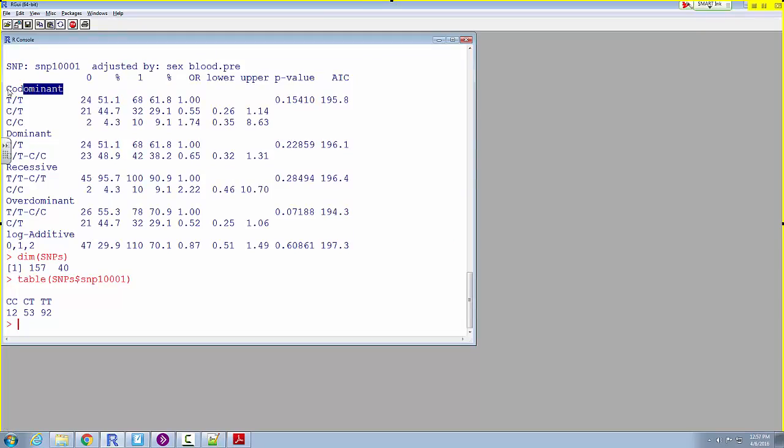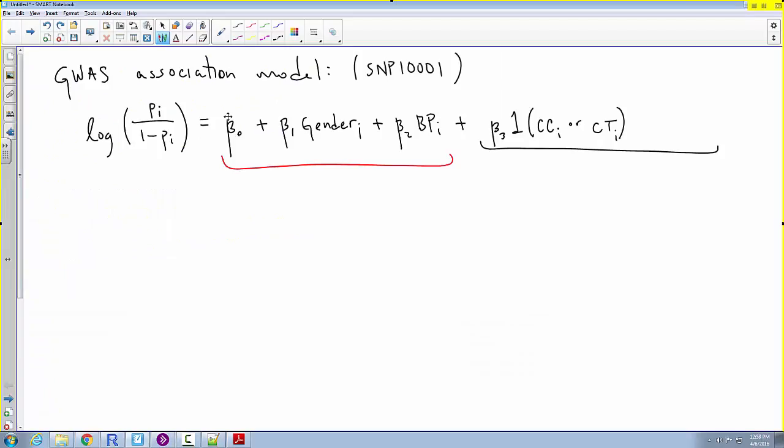Codominant, let's talk about that in a second. It is allowing every one of them to have their own. So what you were just saying was not the codominant. What I'm talking about here is the dominant C model.